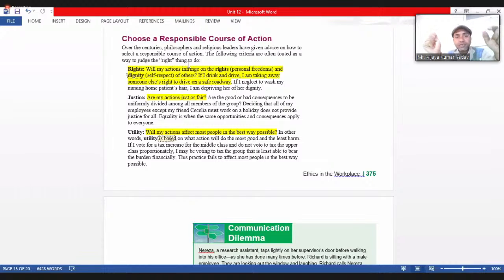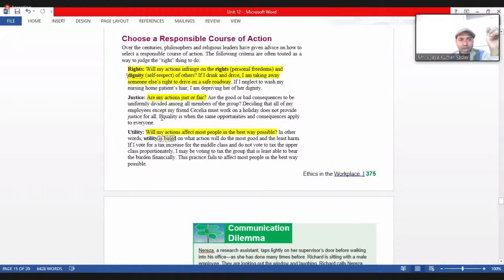A simple example: if I drink and drive, I am taking away someone else's right to drive on a safer roadway. Suppose the driver drinks and then drives. That driver is taking away somebody's right, the passengers' right. It means the driver is violating the rights of others, the passengers. So when you take any action, you should think whether that action depends on the personal freedom of someone, or upon respect for someone.